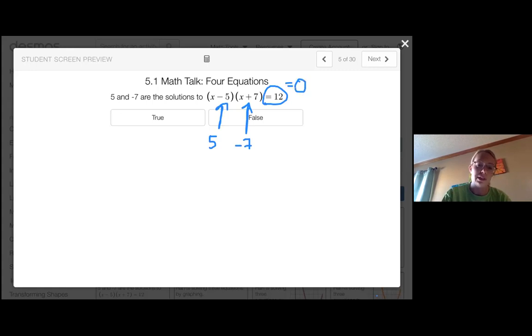But what does it equal here? In this equation, this equals 12. So no, the only time that you can do that, where you're looking at those two factors and setting them equal to 0, is if the equation equals 0. So you cannot do that in this circumstance because of that 12.